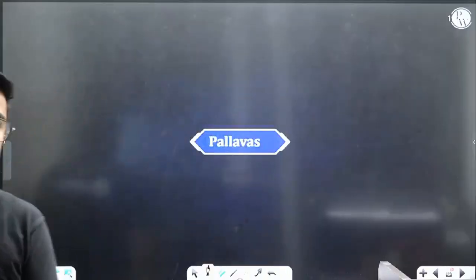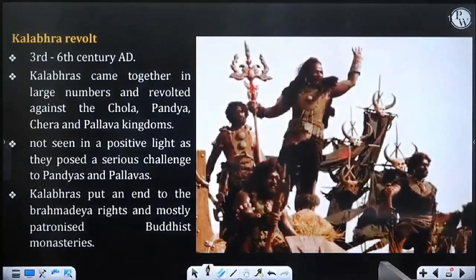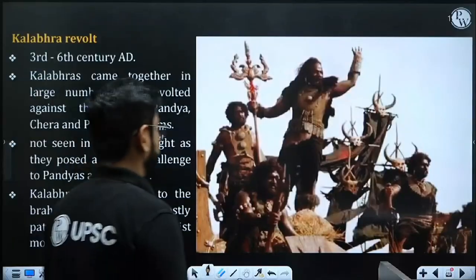Before the Pallavas take over, there is the Kalabhara revolt. Let me talk about this. We have already seen this.